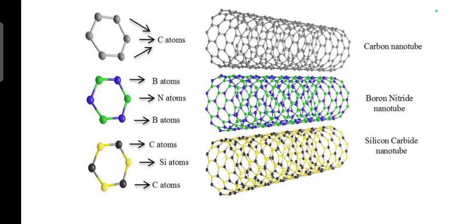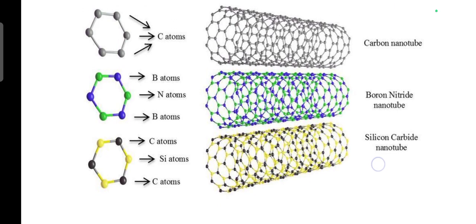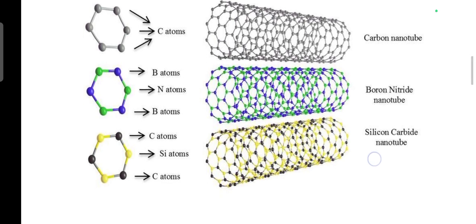It discusses the structure of carbon nanotubes, and these images show carbon nanotubes and boron nitride nanotubes. It shows a hexagonal structure in which, in carbon nanotubes, only carbon atoms are present, while in boron nitride nanotubes, boron and nitrogen atoms are alternately arranged. And in silicon carbide, carbon atoms and silicon atoms are arranged hexagonally. These are some pictures and images of the carbon nanotubes, boron nitride nanotubes, and silicon carbide nanotubes.